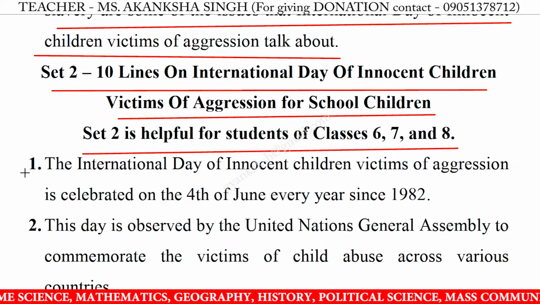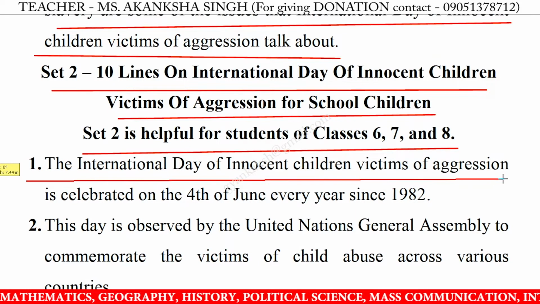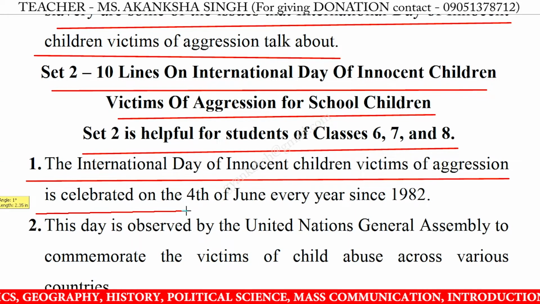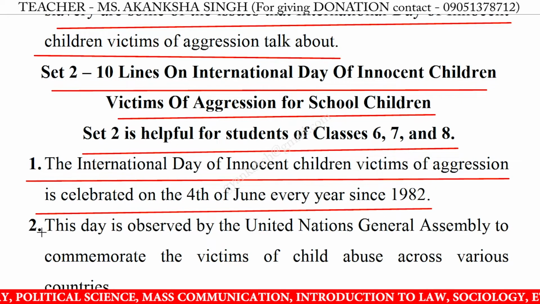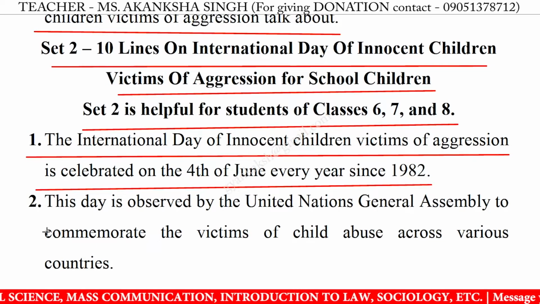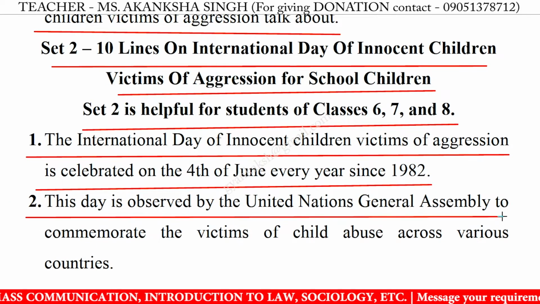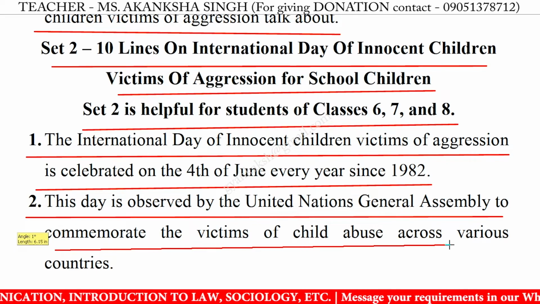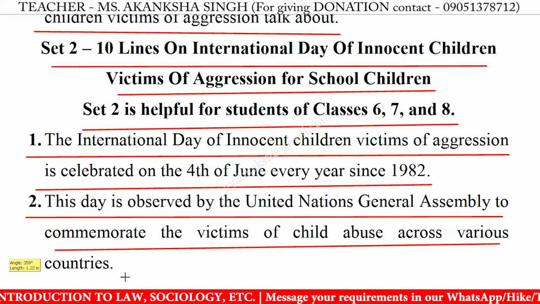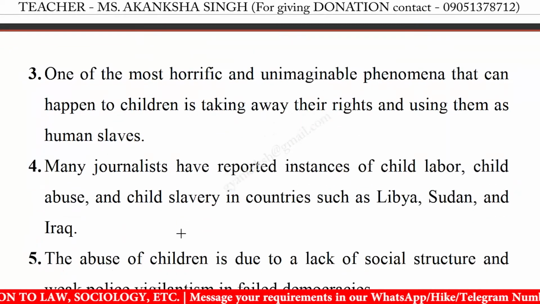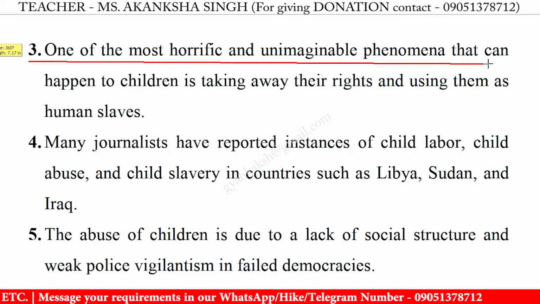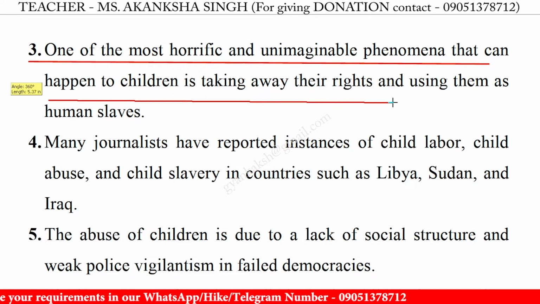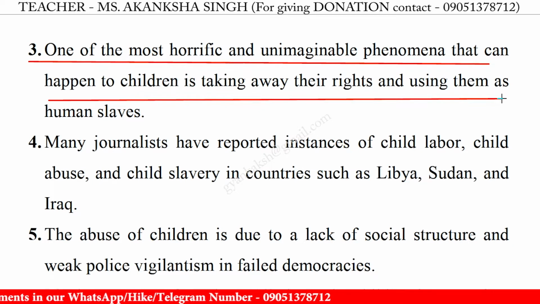Number 1. The International Day of Innocent Children Victims of Aggression is celebrated on the 4th of June every year since 1982. Number 2. This day is observed by the United Nations General Assembly to commemorate the victims of child abuse across various countries. Number 3. One of the most horrific and unimaginable phenomena that can happen to children is taking away their rights and using them as human slaves.